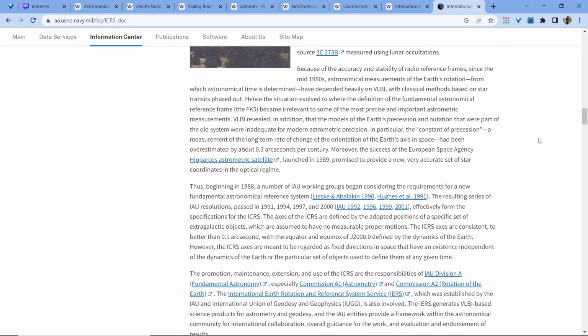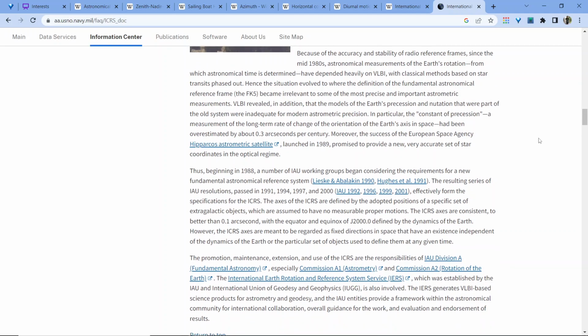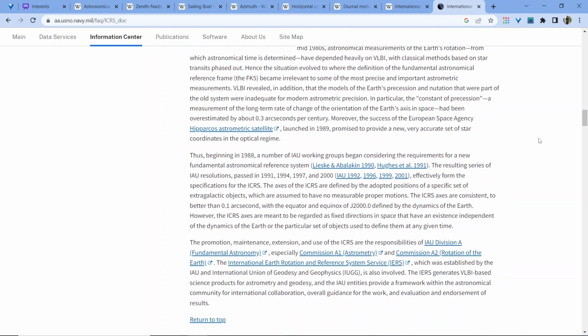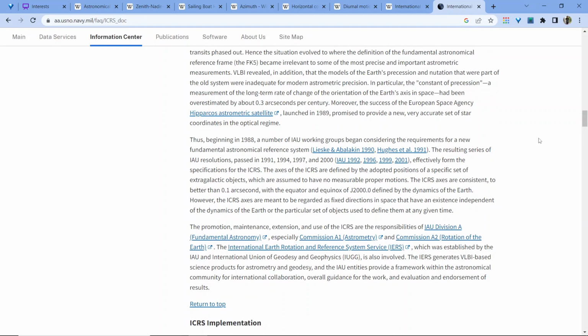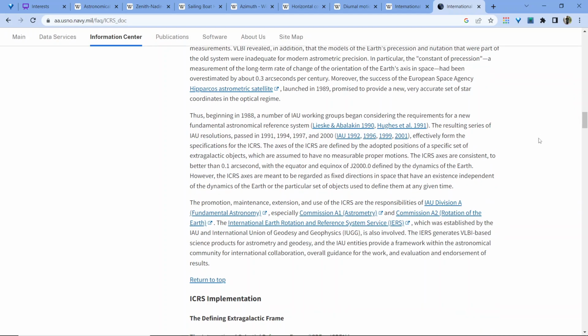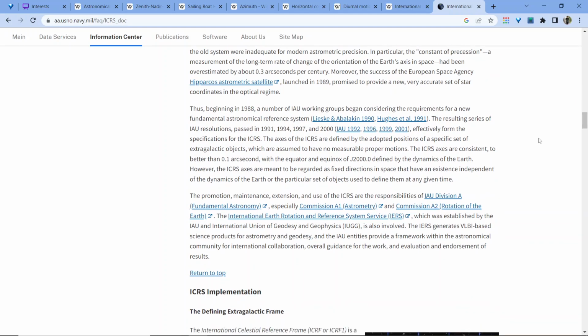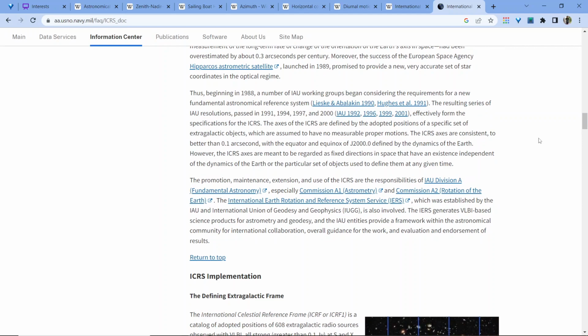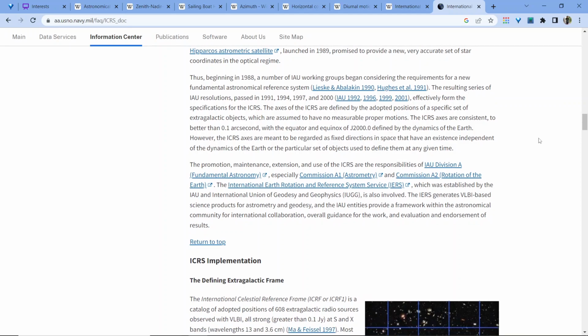Moreover, the success of the European Space Agency Hipparcos astrometric satellite, launched in 1989, promised to provide a new, very accurate set of star coordinates in the optical regime. Thus, beginning in 1988, a number of IAU working groups began considering the requirements for a new fundamental astronomical reference system. The resulting series of IAU resolutions passed in 1991, 1994, 1997, and 2000 effectively formed the specifications for the ICRS. The axes of the ICRS are defined by the adopted positions of a specific set of extragalactic objects, which are assumed to have no measurable proper motions.